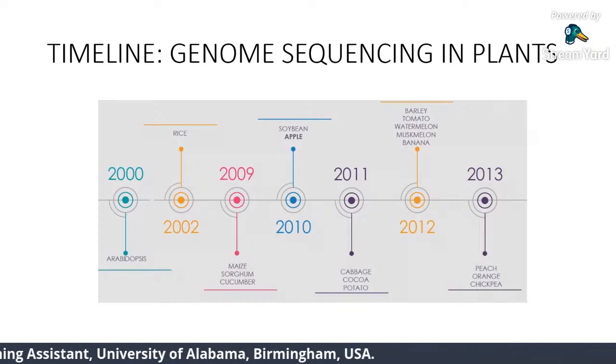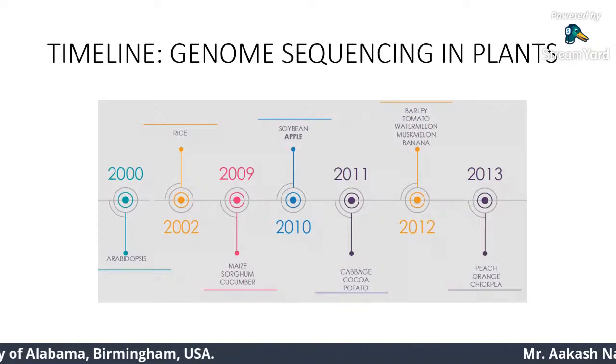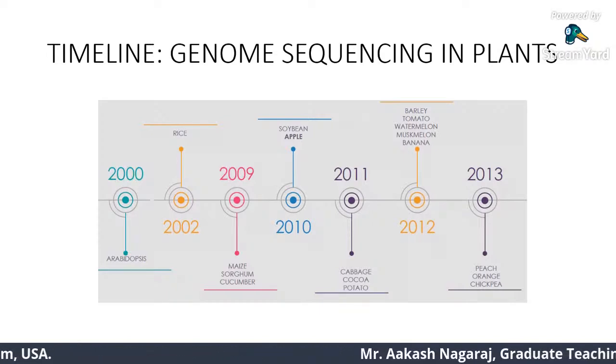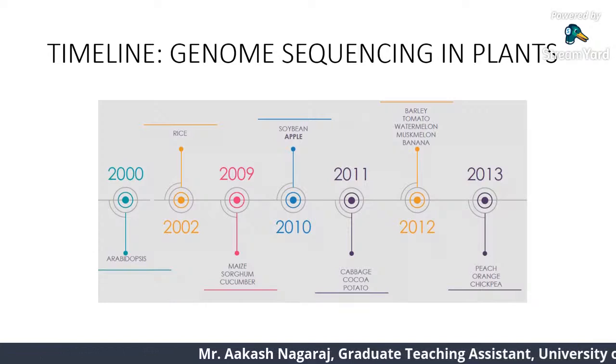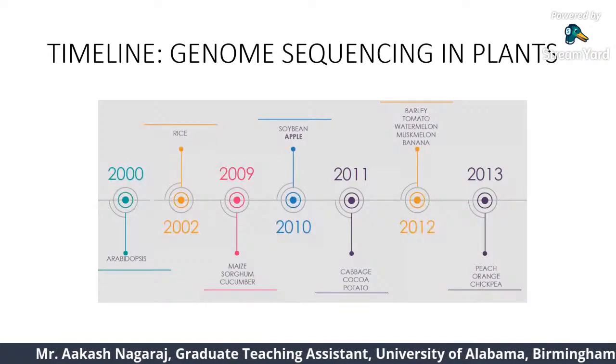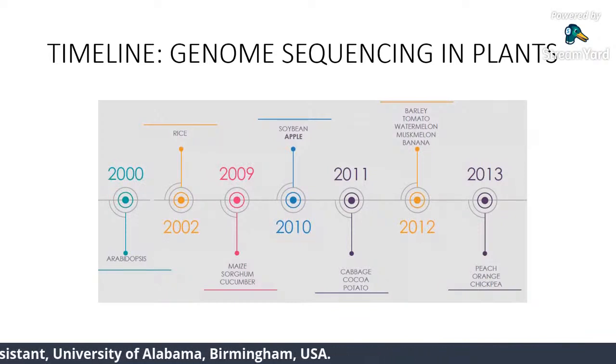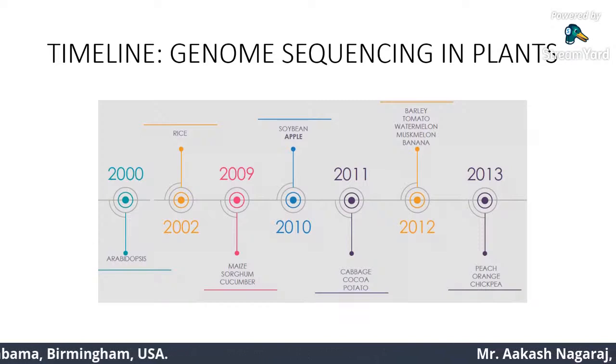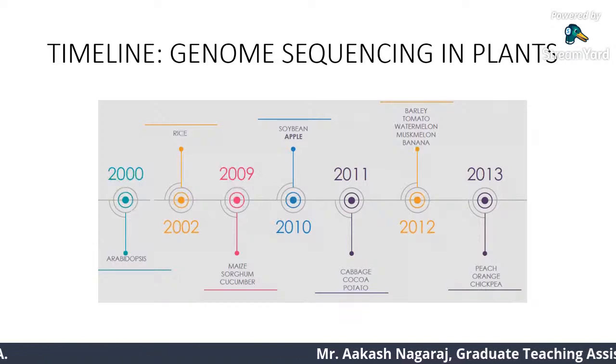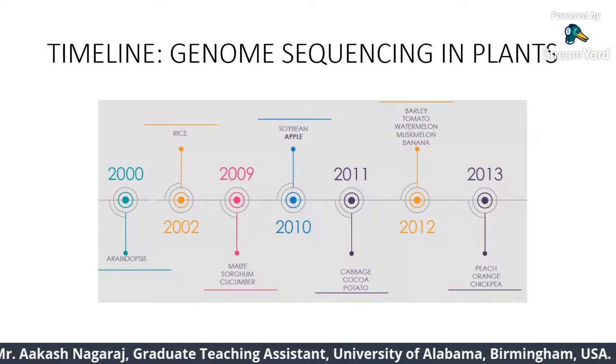This just shows a quick timeline of genome sequencing in plants. Not much in the slide. First rice was sequenced in 2002, then maize, then soybean in 2010, cabbage, potato, barley, tomato, and then peach, orange, chickpea in 2013.